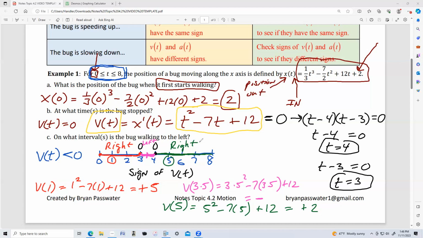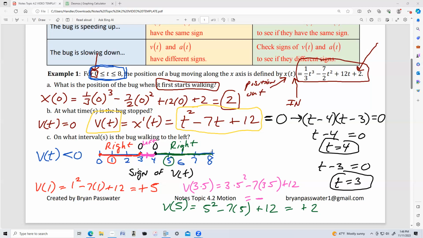So if we're thinking about a story of the bug's journey, the bug started 2 units from the origin. It walked to the right from 0 time, 0 minutes, 0 seconds until 3 seconds. It turned around and walked to the left from 3 seconds to 4 seconds. And then it turned around again and walked to the right from 4 seconds to 8 seconds and stopped its journey. Okay, again, I keep switching between minutes and seconds because we were not told units, so the time could be whatever you want. But that's how you interpret the problem.